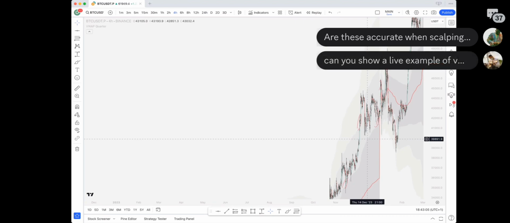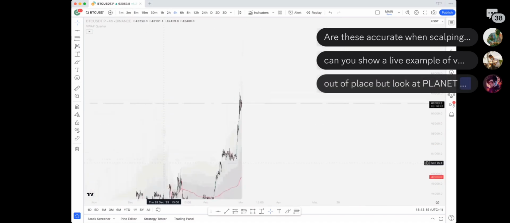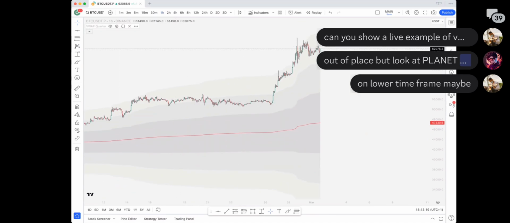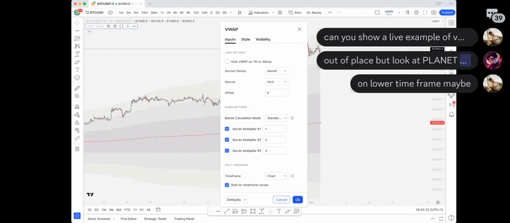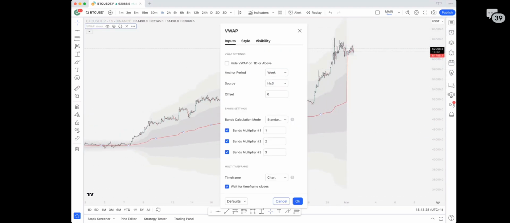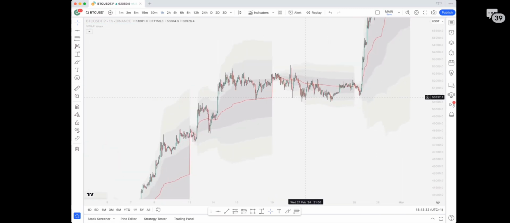Are these accurate when scalping 1 hour or less? Yes, but you want to make sure that your anchor period is ample as well. So let's take the 1 hour here. The yearly or quarterly would be slightly too high, so we can change this to, for example, the monthly or even the weekly. Here we go. So this would be sort of good here.